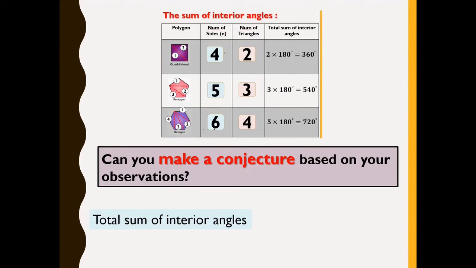So if you want to form the formula, we use n, because n is the number of sides, and it keeps on changing, right? If I ask you about a polygon with 10 sides, our n will be 10, so n minus 2, then we multiply with 180. So this will be our formula. In order to find the sum of the interior angles, we use the number of sides, which is n, minus 2, then multiply with 180 degrees.